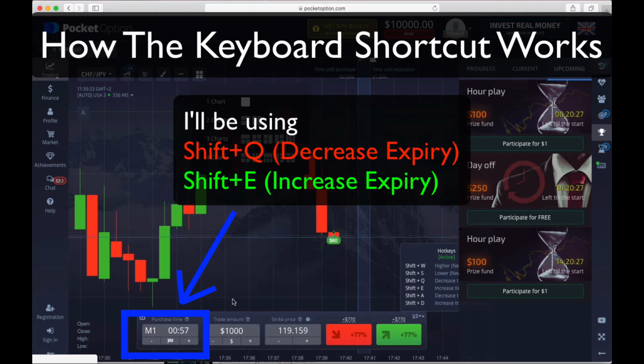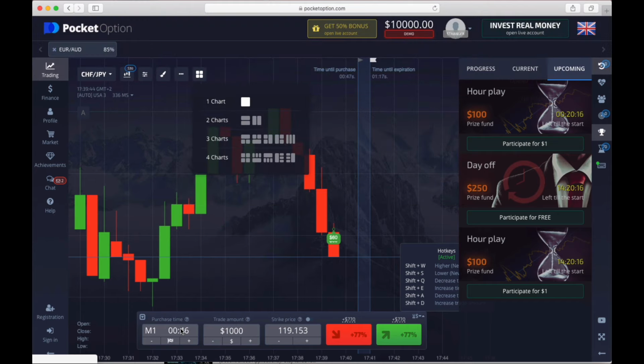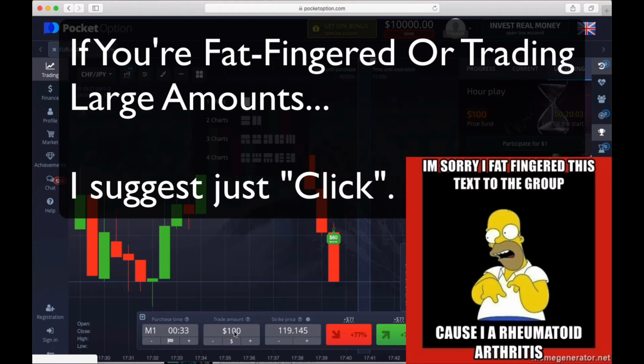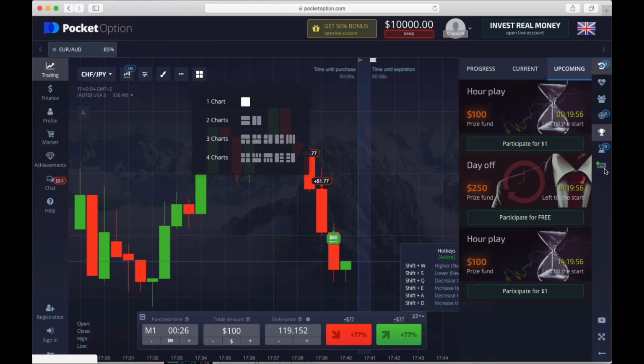Just to show you, I can actually increase or decrease very conveniently. This would be the lowest time frame, and this would be to increase. I can increase the expiry very simply like so. And then I can also increase these other things like the trade amount just by doing the shift A or the shift D. If you feel that you're going to make a blunder, then you're probably best just clicking it so you wouldn't mess up. So that's for the hotkeys.